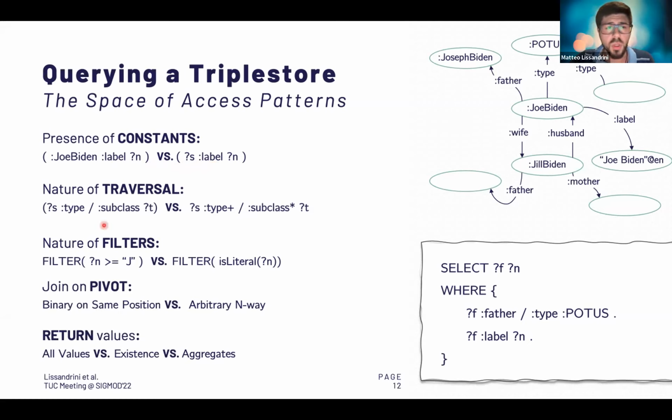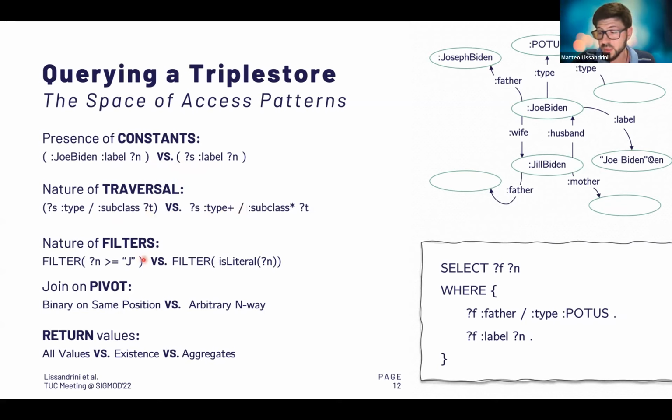We can do similar reasoning for the traversal, so we can distinguish between traversals that have a fixed number of hops, which in that case, for instance, could be translated to a specific set of joins, maybe, or we could have a path traversal, which in that case would require something like a reachability index for some cases.